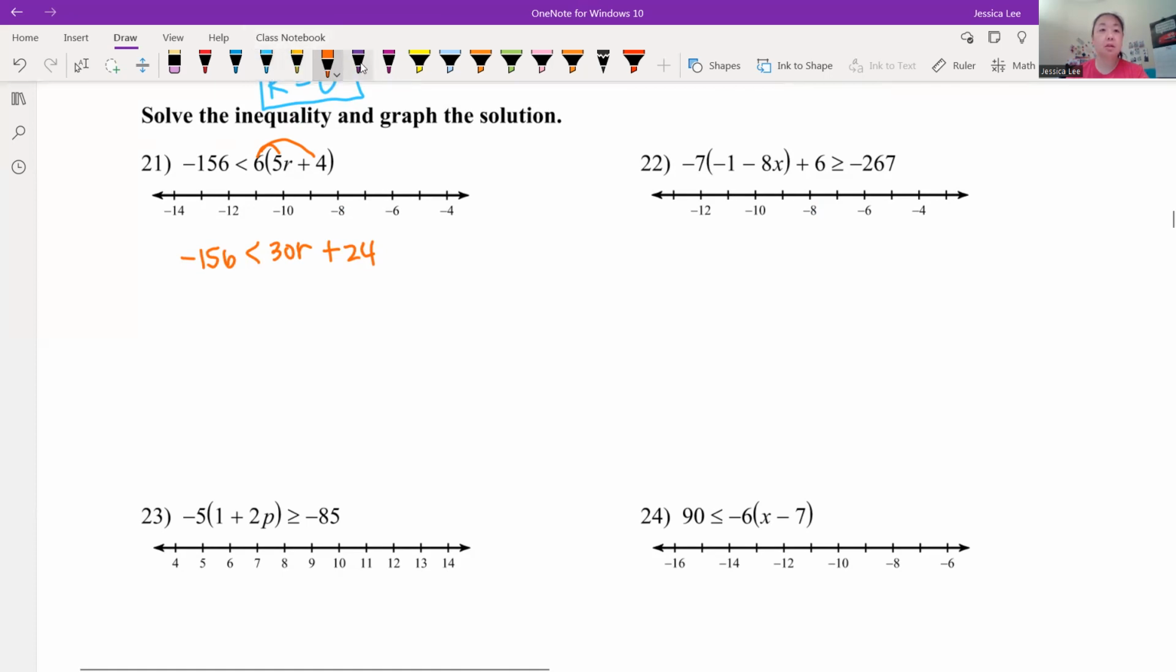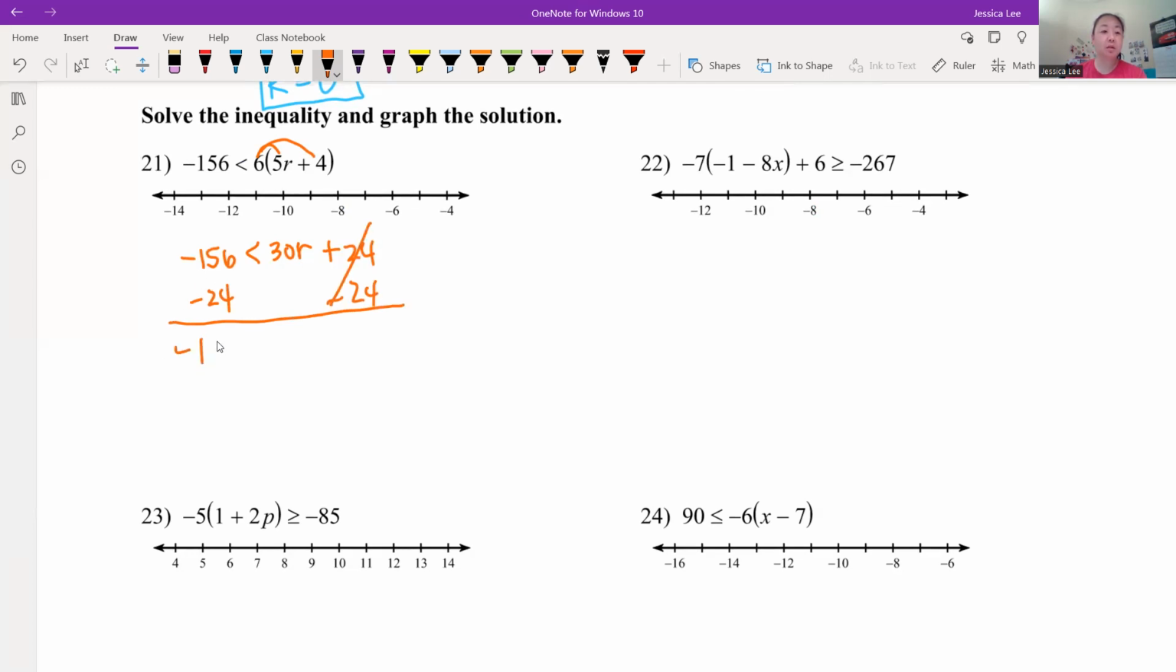Really? See, that just doesn't want to change. We're sticking with orange then. So now we're going to just subtract. Okay, subtract 24. Subtract 24. No more colors, guys. We're sticking with orange.